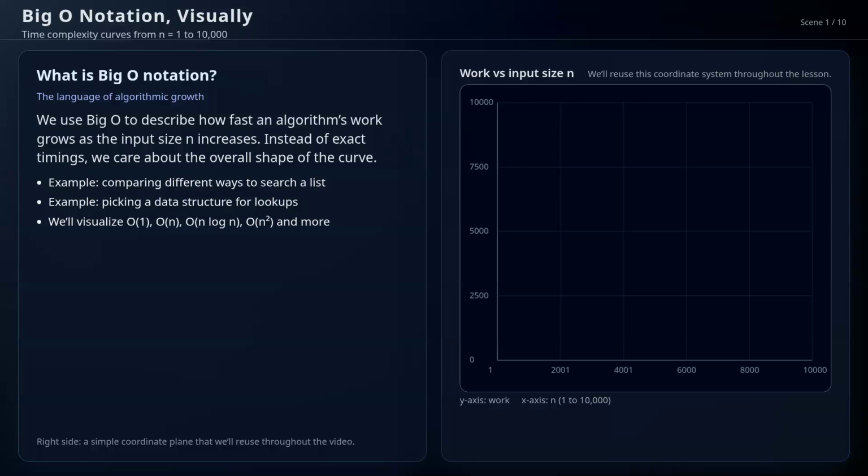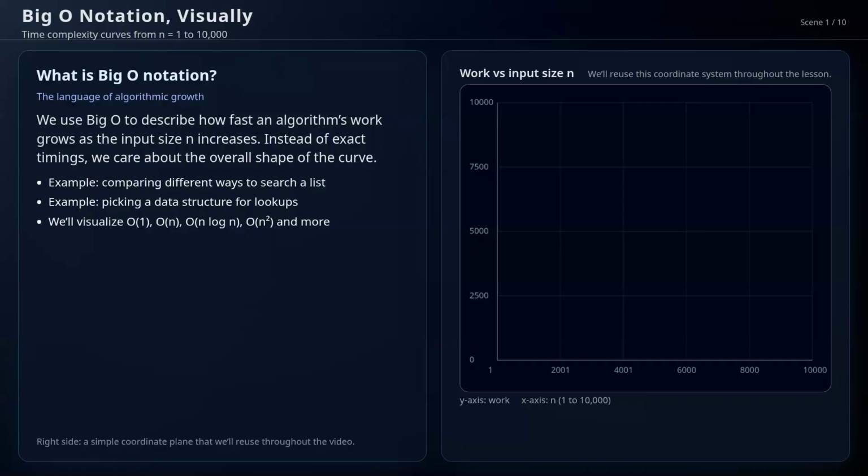Welcome. In this video you'll learn Big O notation, the language we use to describe how fast algorithms grow as the input size increases. We'll focus on intuition, visuals, and a few key curve shapes you'll see over and over, like O of 1, O of n, O of n log n, and O of n squared.